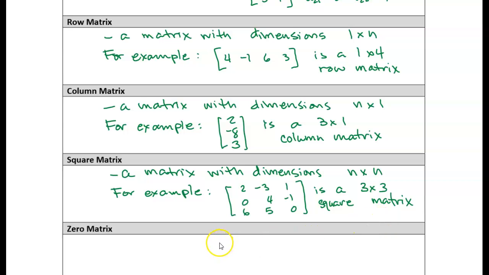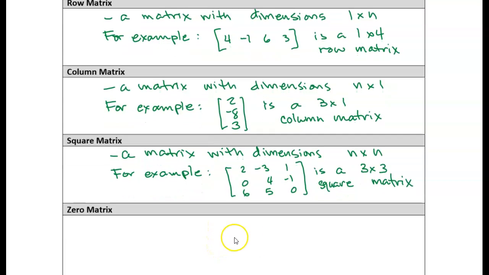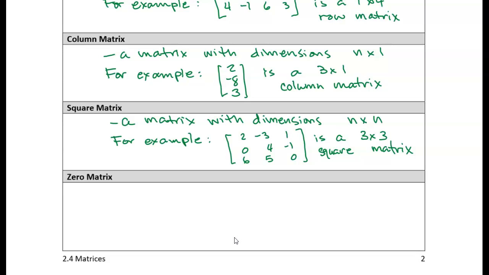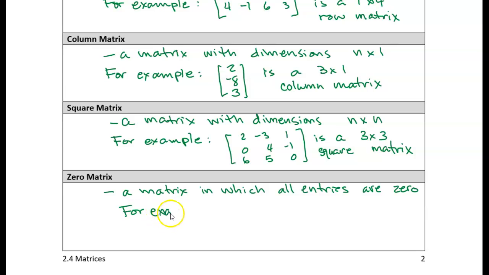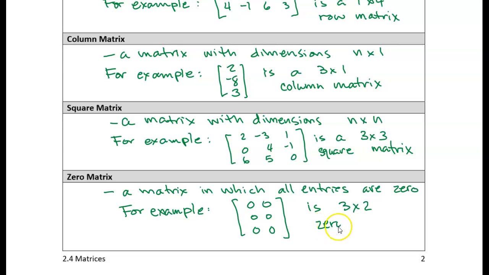All right, one more thing I want to mention is a zero matrix. A zero matrix is just a matrix that's all zeros, and it can be really any size. So let's look at an example of that. We could have a 3 by 2. So it's 0, 0, 0, 0, 0, 0. All the entries are 0. Okay, so this is a 3 by 2 zero matrix.